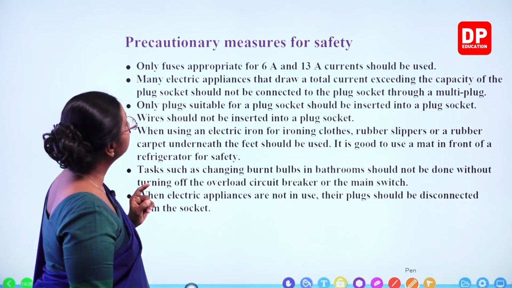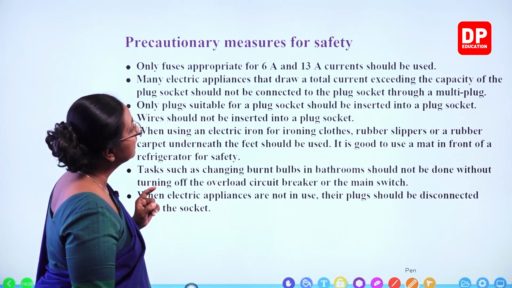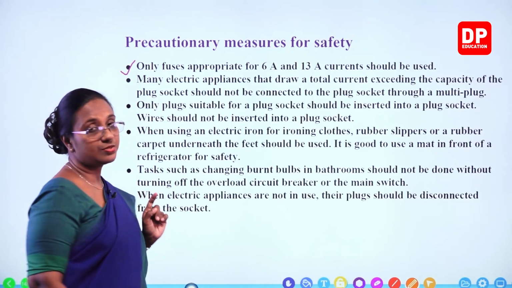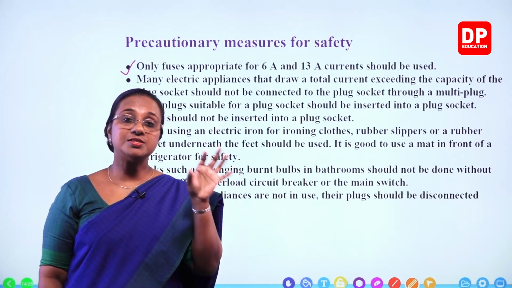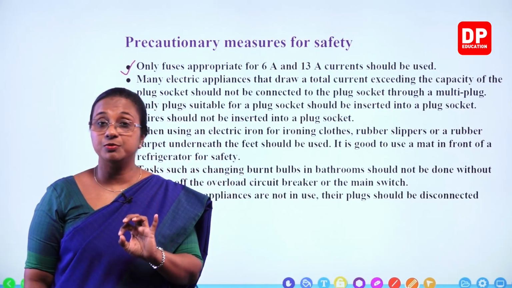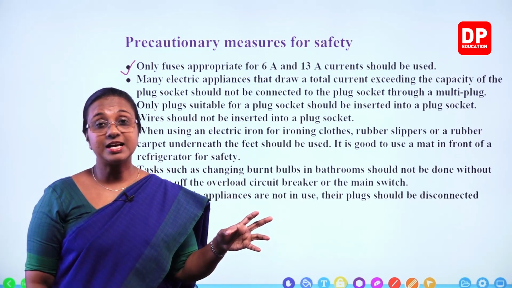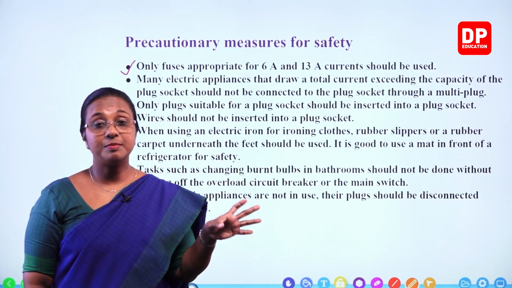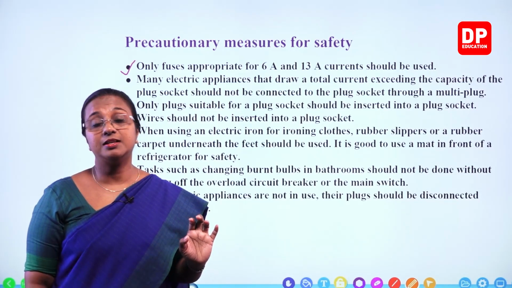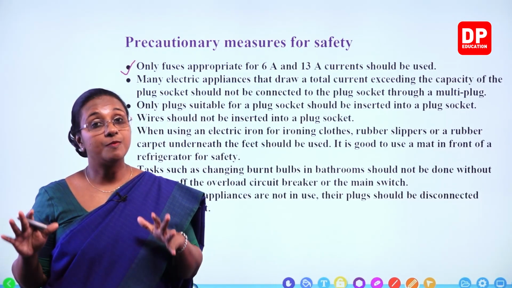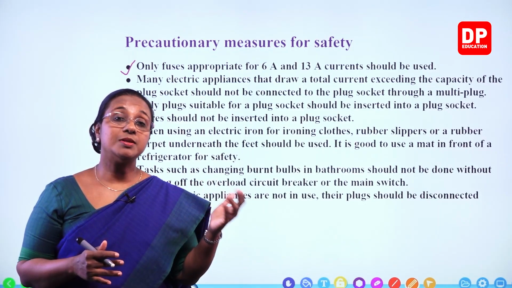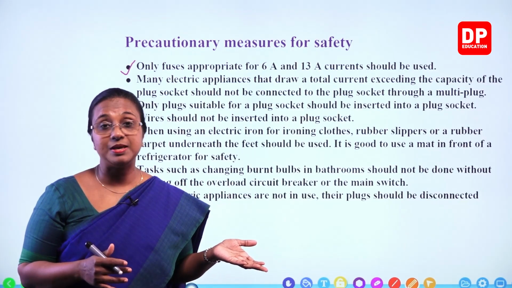Only fuses appropriate for 6 ampere and 13 ampere currents should be used. So that is the first one. When you have the fuses, you have to use the appropriate fuses. Earlier we also discussed that the lighting switches and bulbs should not be connected to a plug circuit. Why? For the bulb, it is only 6 ampere current, but for the plug circuit, it is 13 ampere current.